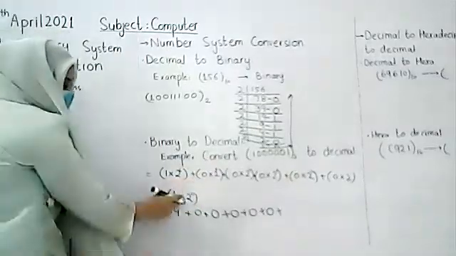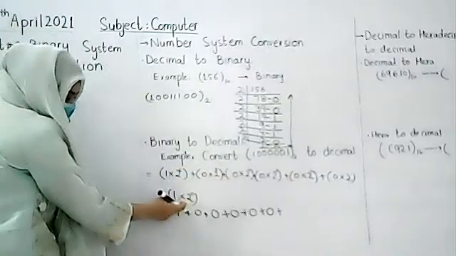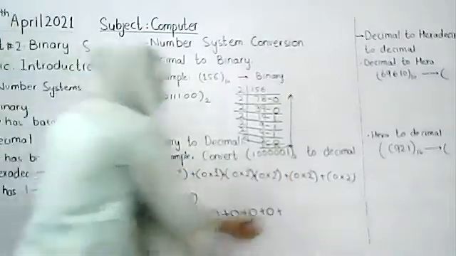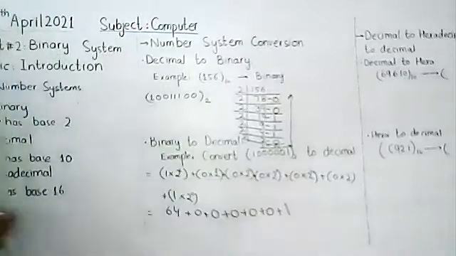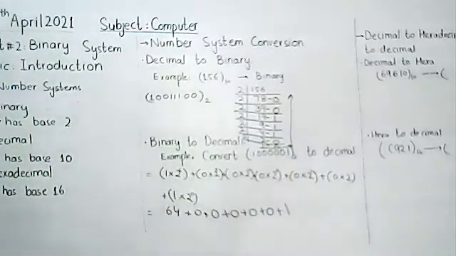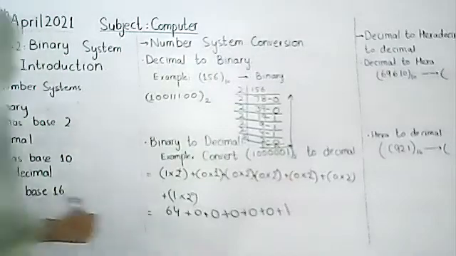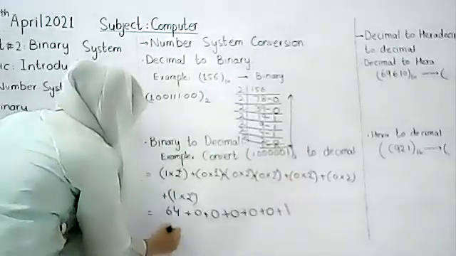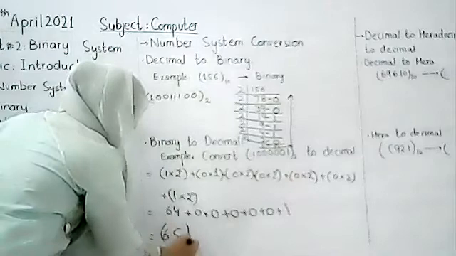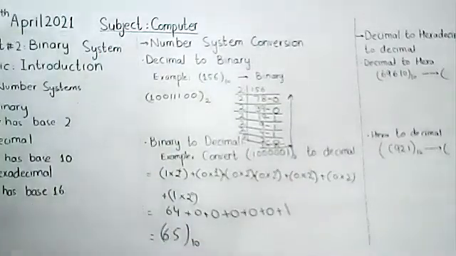Okay, 2 power 0 is equal to 1 and 1 multiply 1 is equal to 1. In this way we can add all these numbers and we will have the answer 65 base 10. So in this way you can convert the numbers.